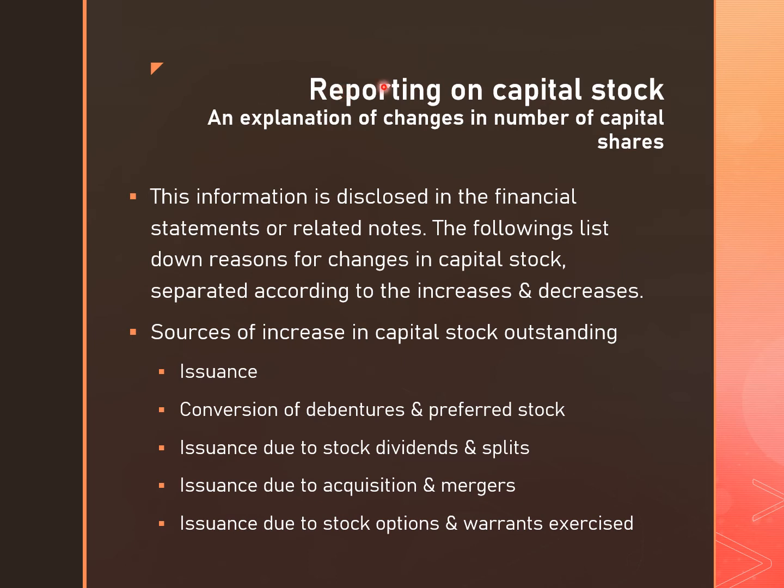Moving on reporting on capital stock, macam mana kita nak report on this capital stock? Basically, reporting dia involve explanation of changes in the number of capital shares. So this information kita akan tunjuk dekat the financial statement ataupun the notes to the financial statements. So dekat sini adalah list untuk changes in capital stock according to the increases ataupun decreases. So first one, the source of increase in capital stock outstanding adalah issuance. Kalau kita issue new shares, so dia meningkatlah kita punya capital stock.